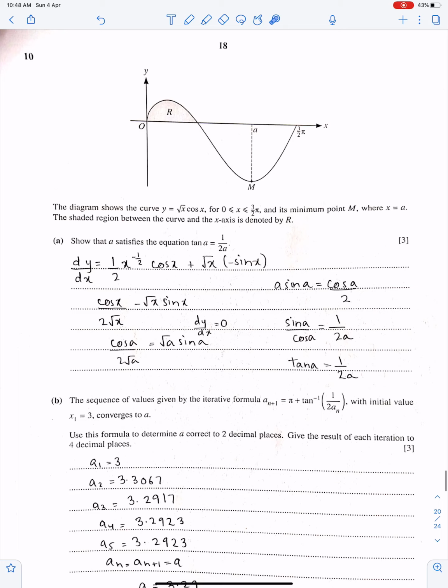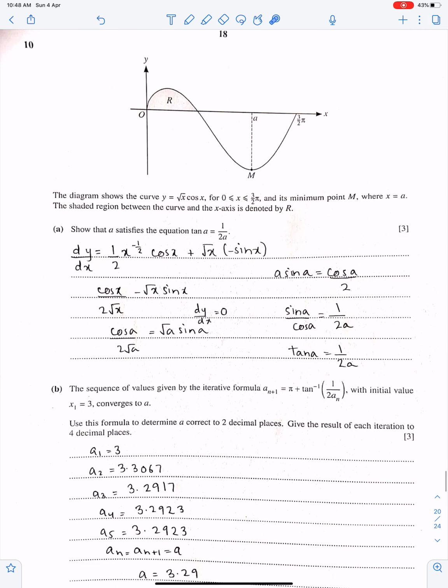Next question. Iteration. Y is equal to root cos x, and its minimum is at x equal to a. Show that a satisfies this equation. This is so simple. You just need to differentiate this and then substitute at x equal to a. This is very simple. This is uv. So according to the uv formula, u v prime plus v u prime.